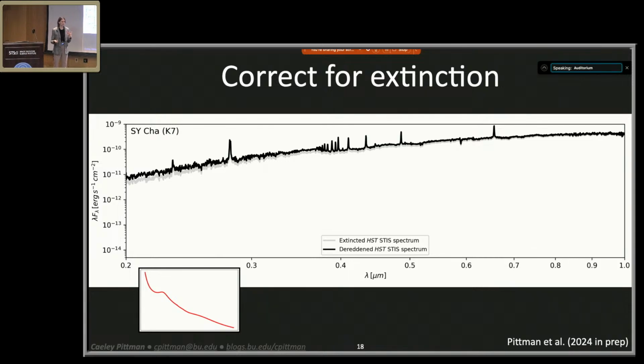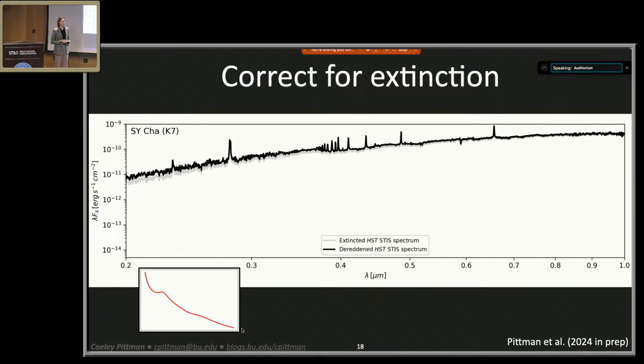This one is not super heavily extincted, so the difference is pretty small. But the biggest differences are at the short wavelengths, because this is the general shape of the extinction function. So it's highest in the short wavelengths and lower at longer wavelengths.